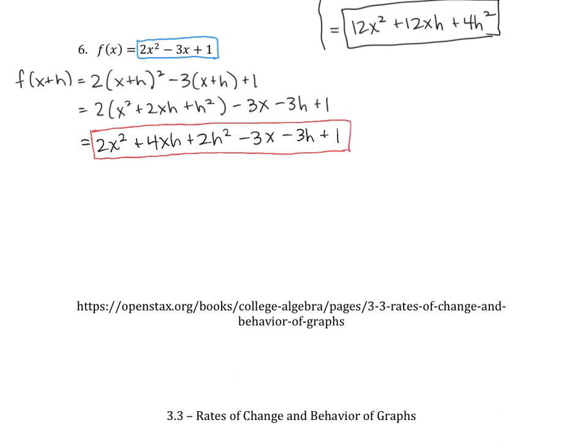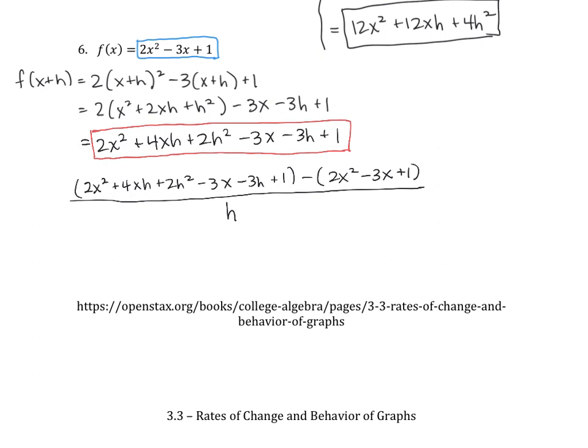Okay. And now I've got to use the formula. So I do f of x plus h minus f of x over h. So red minus blue over h. All right, so I'm going to have 2x squared plus 4xh plus 2h squared minus 3x minus 3h plus 1 minus 2x squared minus 3x plus 1 all over h. All right, so you're going to distribute this negative.